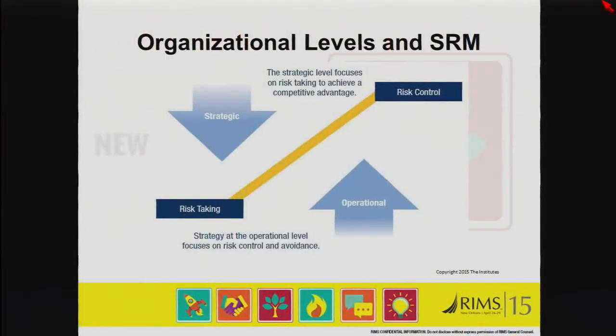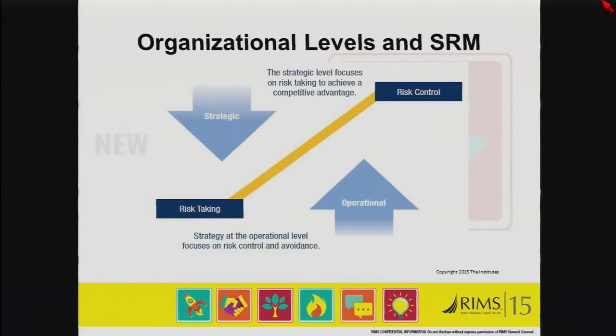Let's look at organizational levels and strategic risk management. At the strategic level, the top level of the organization, it focuses on risks for a competitive advantage. The board is looking at risk appetite. The board is looking at risk in order to have a competitive advantage for the organization. They have the global view.